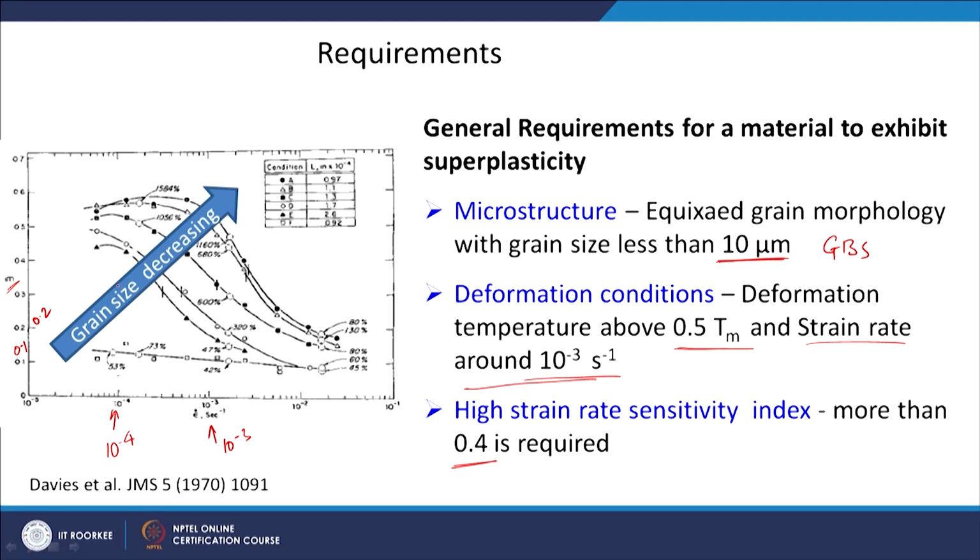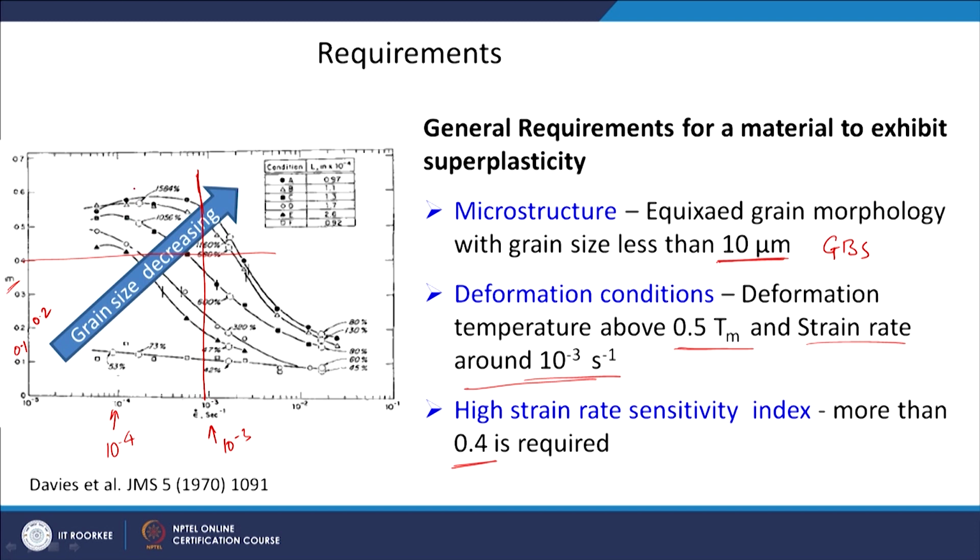So, grain size is decreasing in this direction, and you can see what is the effect of decrease in grain size on strain rate sensitivity. As grain size is decreasing, the strain rate sensitivity of the material is increasing, and of course, you have to look for the superplastic window here, which is around 10 to the power minus 3 here. So, above that only you have strain rate sensitivity of more than 0.4. So, in this window, as the grain size is reducing, my m is increasing.